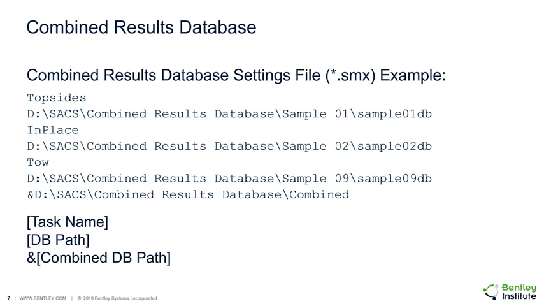Here is an example of a Combined Results Database settings file. Each component database requires a task name and a DB path. The task name will be used in the PostView database for reporting. Following the component database input, the combined database path is entered, preceded by an ampersand. This Combined Results Database settings file, as we saw before, can be generated by the Combined Results Database utility or can be generated manually using a text file editor.